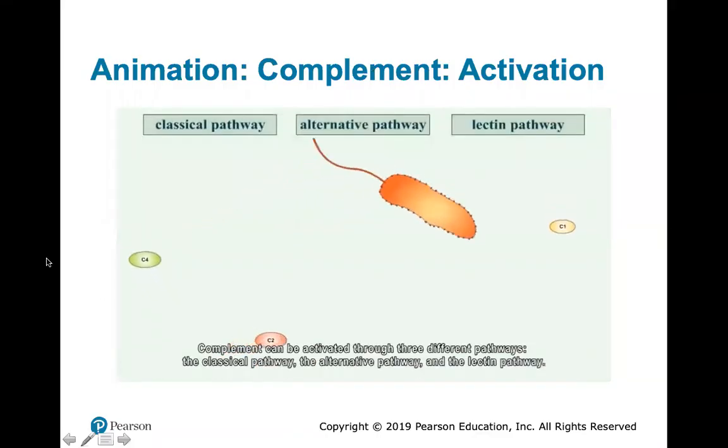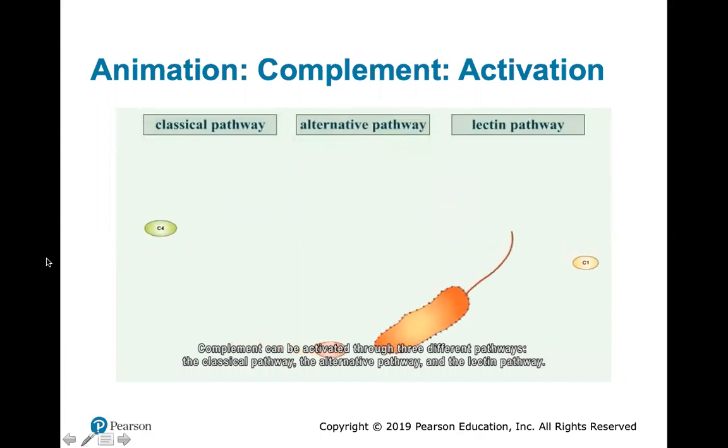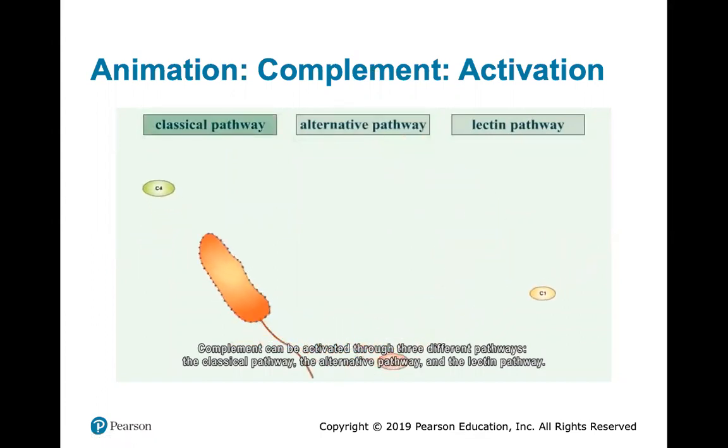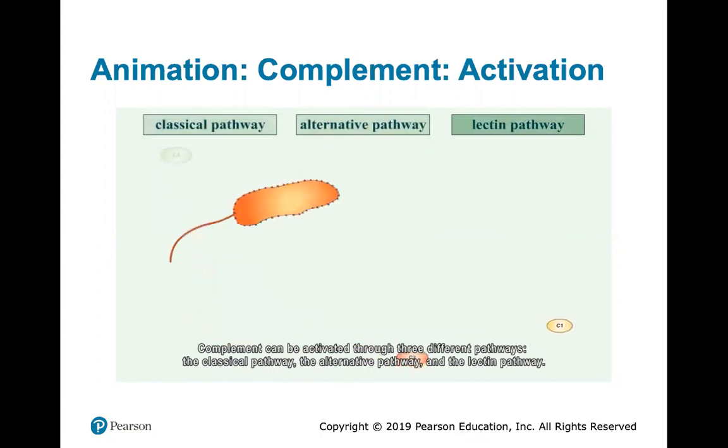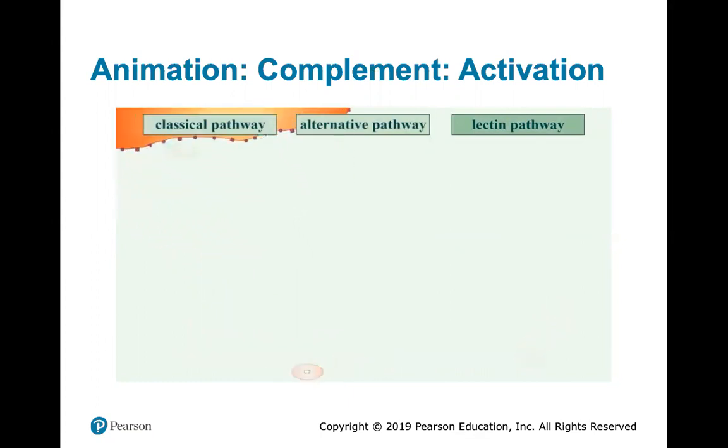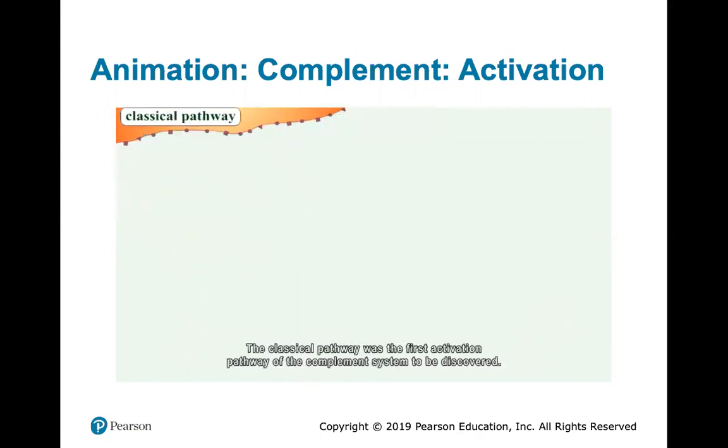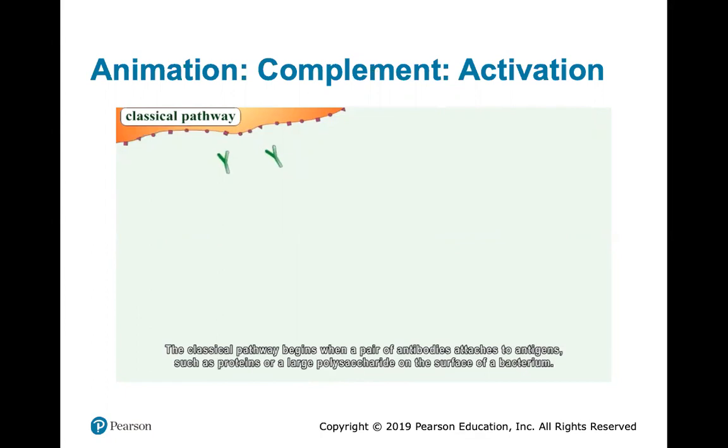Complement can be activated through three different pathways: the classical pathway, the alternative pathway, and the lectin pathway. The classical pathway was the first activation pathway of the complement system to be discovered. The classical pathway begins when a pair of antibodies attach to antigens, such as proteins or a large polysaccharide on the surface of a bacterium.